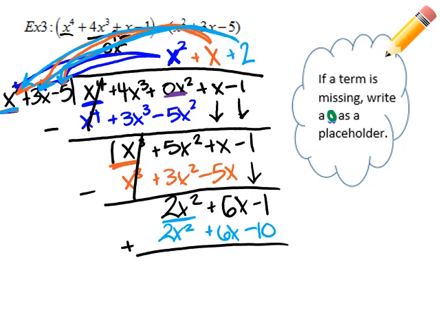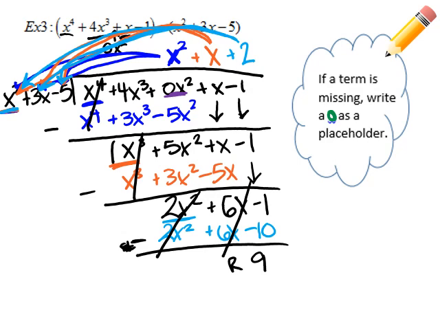Let's draw a line underneath and subtract. Perfect, my 2x squared cancels. Oops, that should be a subtraction symbol there. 6x minus 6x also becomes 0. And negative 1 subtract negative 10. So negative 1 plus 10 gives me a remainder of 9.